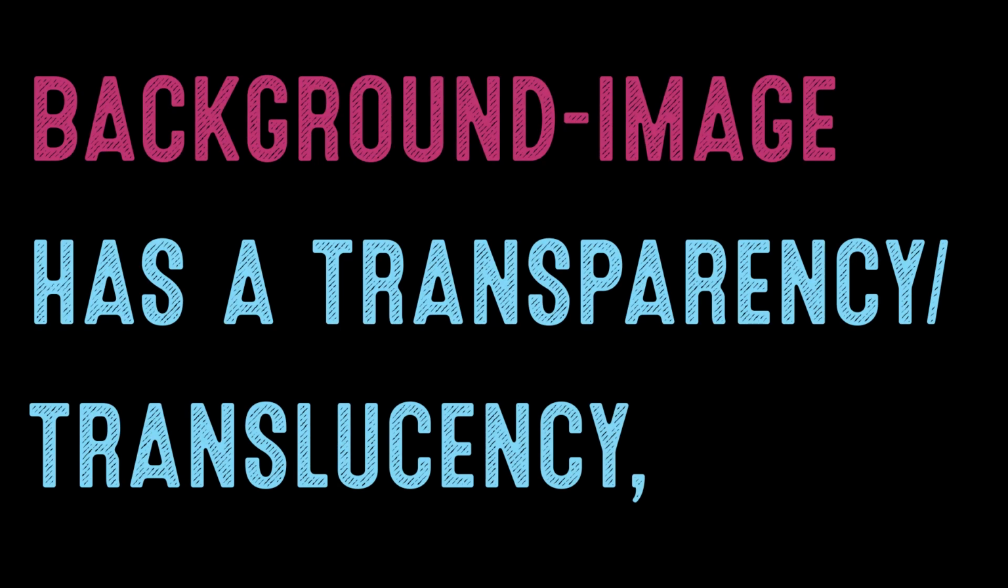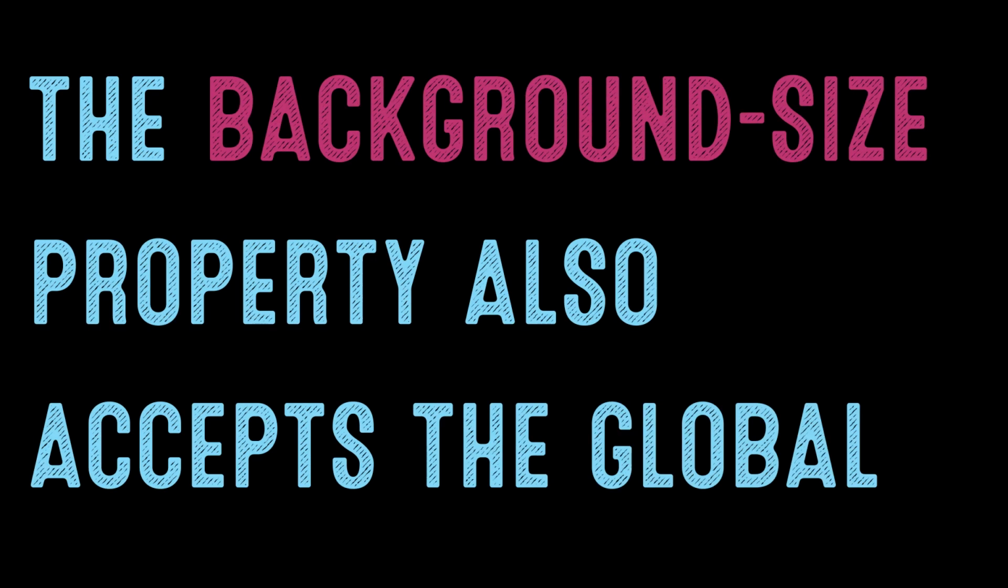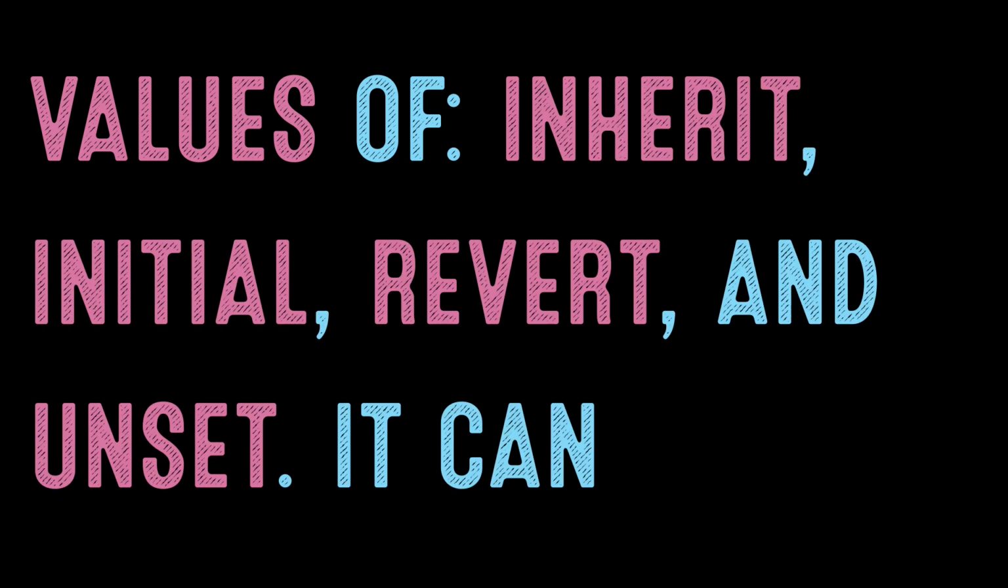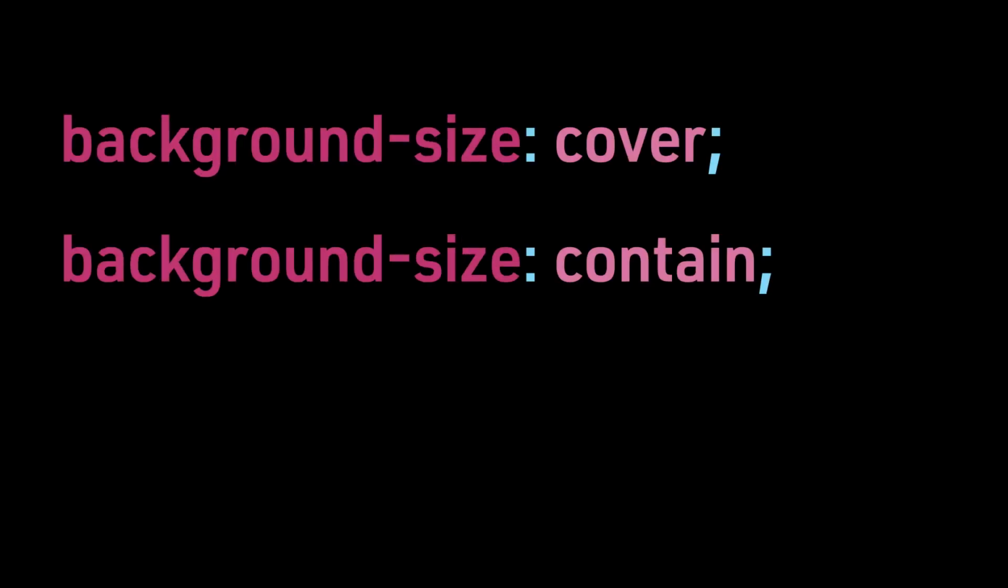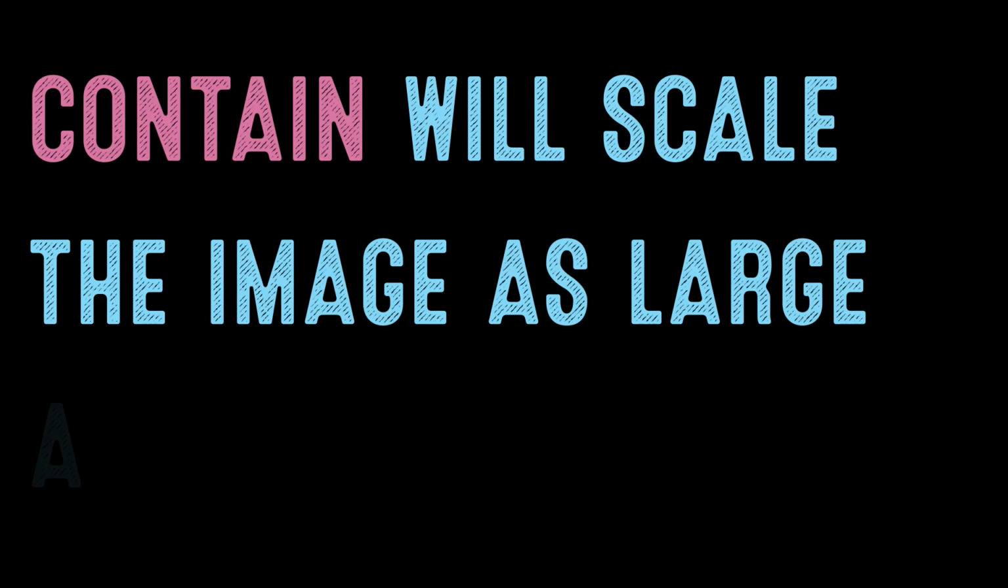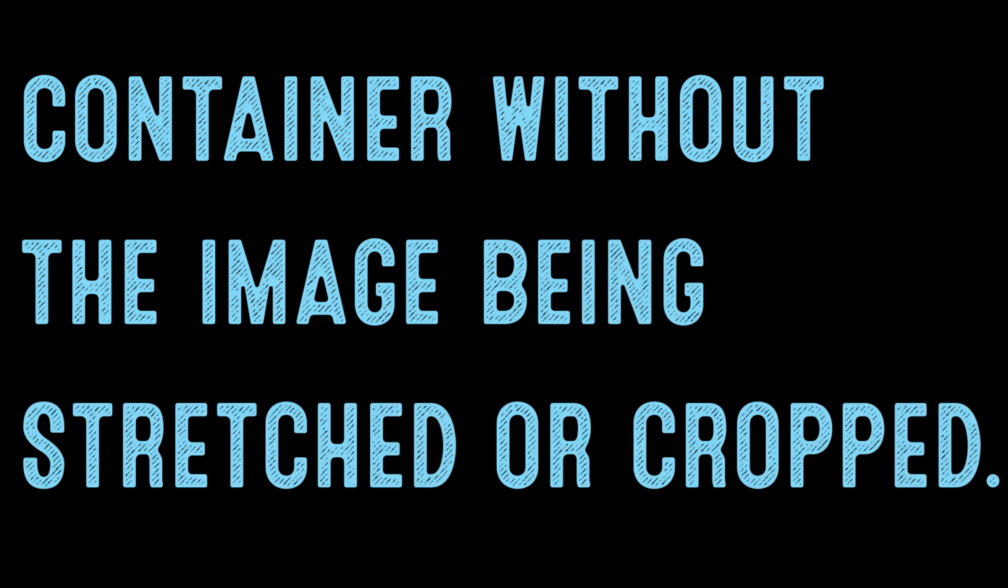In addition, if the background image has a transparency or translucency, the background color will show through. The background size property also accepts the global values of inherit, initial, revert, and unset. It can have the following predefined values: background size cover and background size contain. Contain will scale the image as large as possible in its container without the image being stretched or cropped.